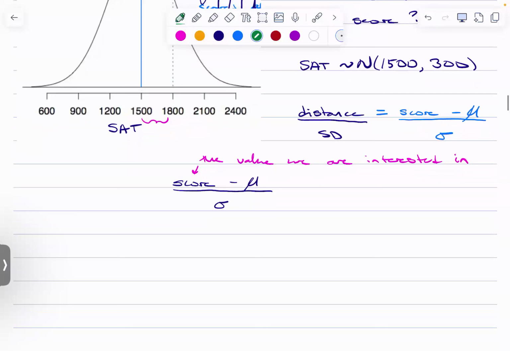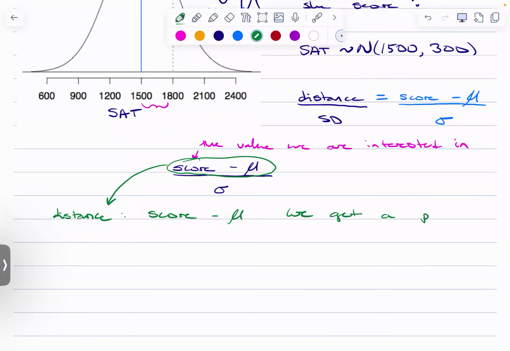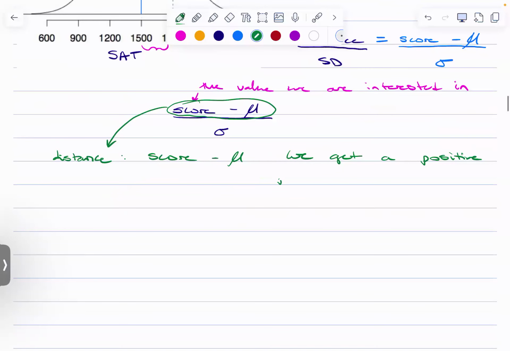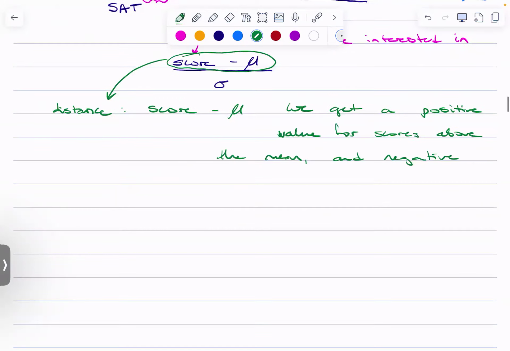Make a note about the distance too. If we use the score minus mu, we get a positive value for scores above the mean, and negative values for scores below the mean.